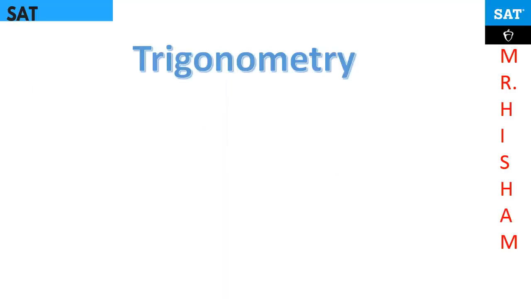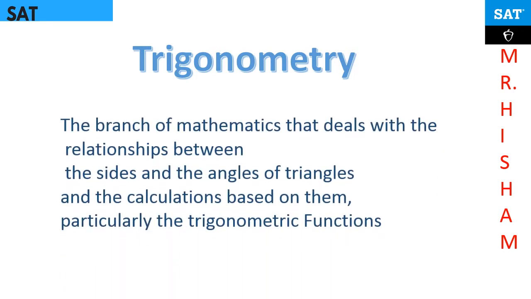Trigonometry is the branch of math that deals with the relation between the sides and the angles of triangles, and how to calculate them, how to solve the triangle. Particularly, it is the trigonometric functions. We are going to study in trigonometry how to find the ratio between the opposite side and the hypotenuse, adjacent, how to solve the triangle, how to find the missing angle and the missing length of sides.